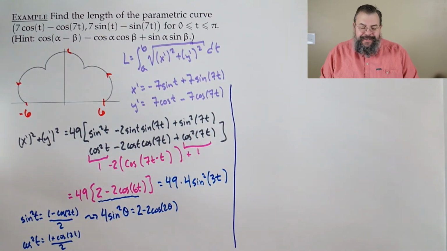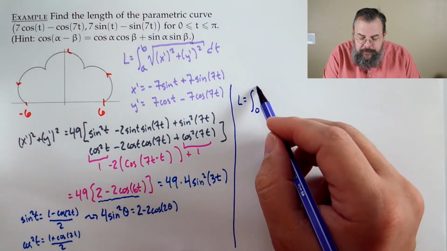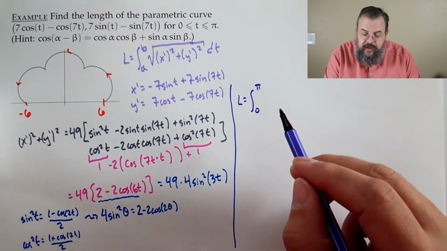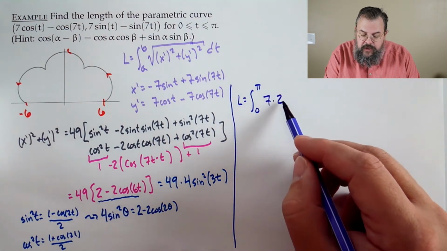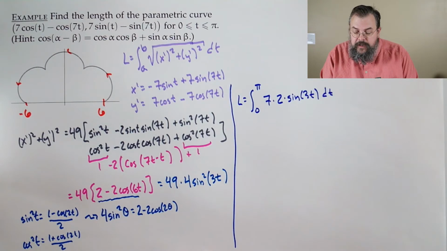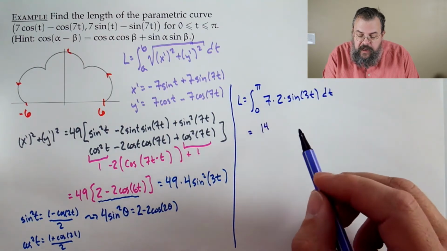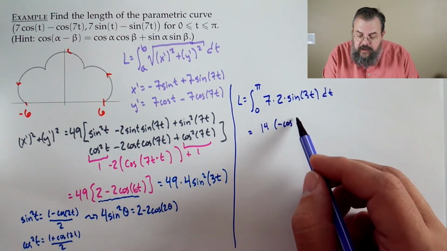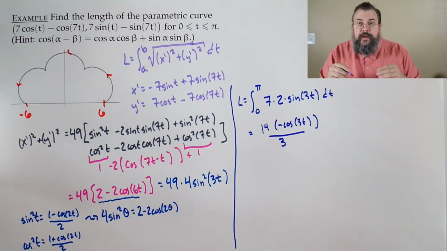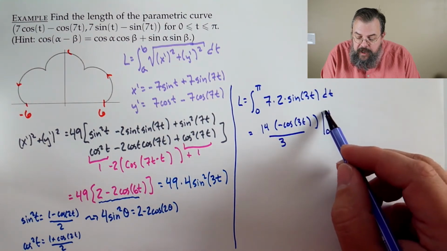Okay. So here we go. What happens? Well, so we have our length will be the integral from 0 up to pi. We take the square root here, well, take the square root of each piece. There's a 7, a 2, and a sine of 3t, right? Okay. Well, that's not so bad. We can integrate that. What do we have? Well, 14 times the integral of sine, which is a negative cosine of 3t, and divide by 3. So you have to keep track of the inside. Well, evaluate that from 0 to pi.